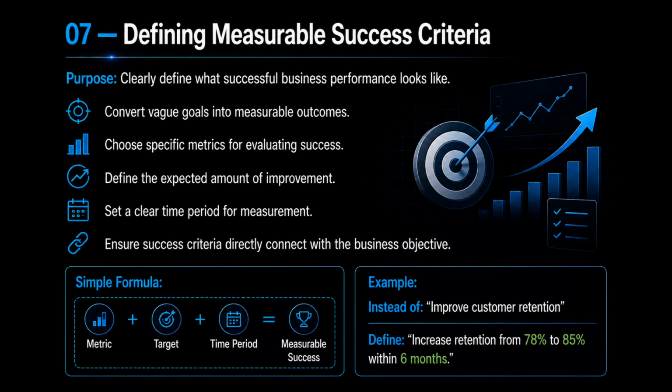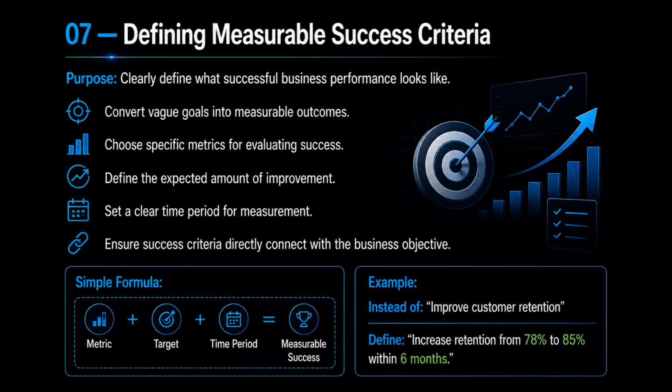Once business objectives are clear, the next step is to define measurable success criteria, in other words, clearly deciding what success should look like. Start by converting vague goals into measurable outcomes. Choose the right metrics, define the expected level of improvement, and set a clear time period. Most importantly, the success criteria should directly connect to the business objective. A simple way to remember this is, metric plus target plus time period equals measurable success.